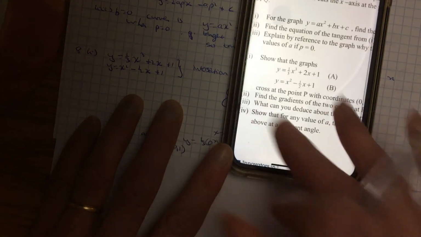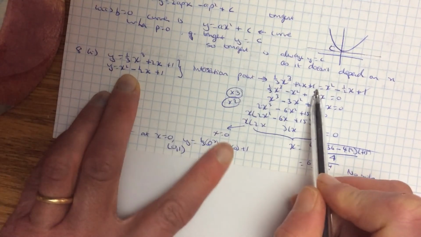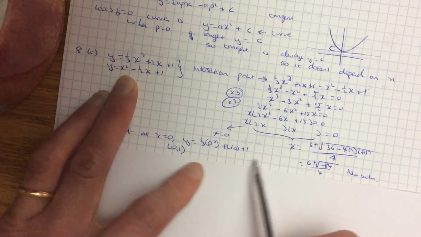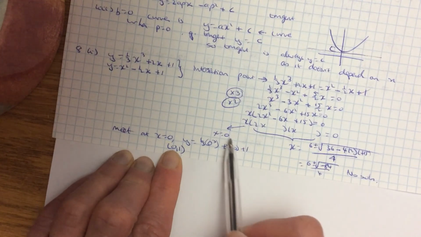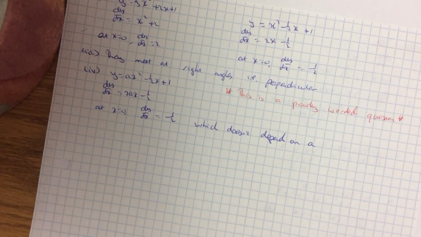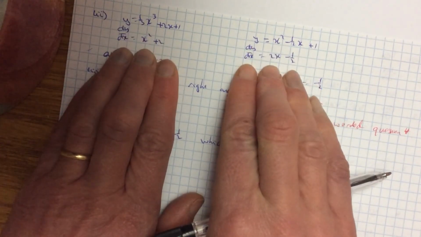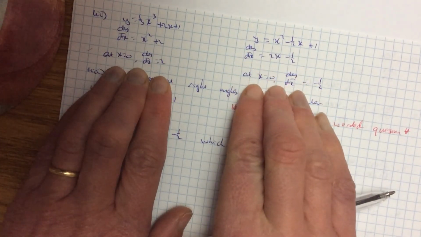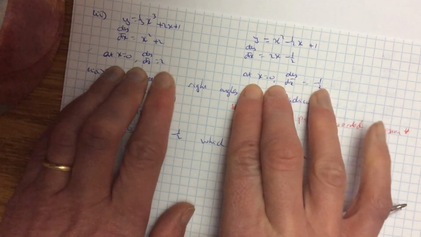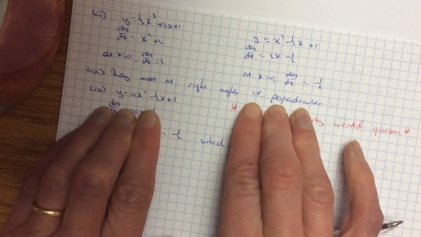Number 8, show that the graphs cross. Whenever graphs cross each other, you put them equal, so they intersect, and solve out your equation. And we have one solution. So if you've got your x, remember to find your y to get the y coordinate. So you've shown where they cross. And part 2 of this, find the gradients of the two curves at P. So you've got your two curves written out, differentiate, and you know that x is 0, and just work out what dy by dx is. And now you can see one is 2 and one is minus a half, so they're perpendicular.